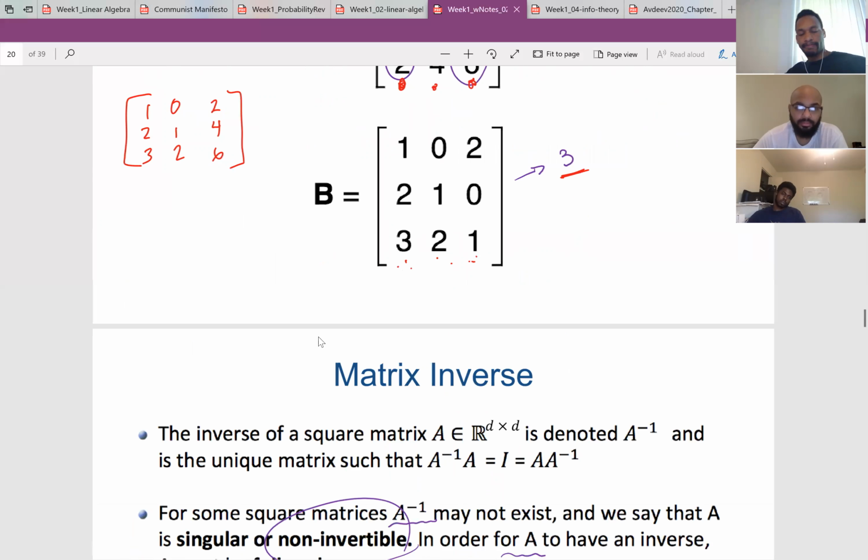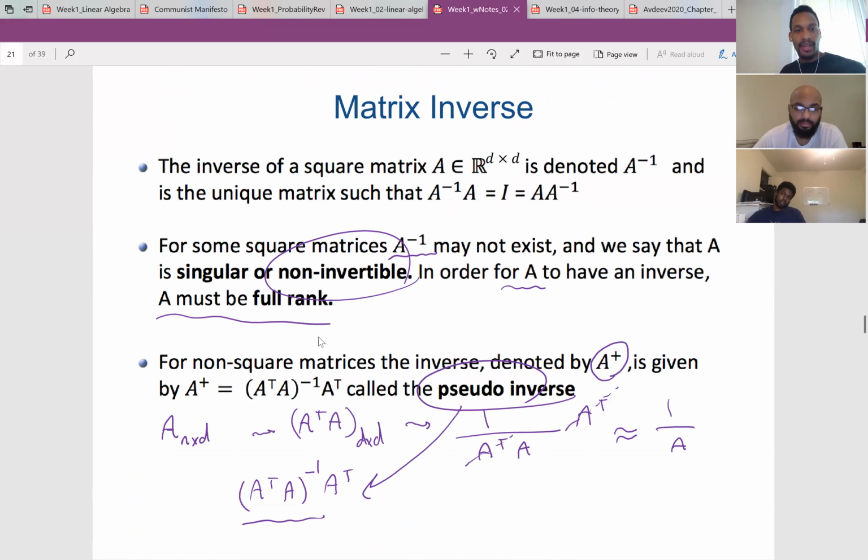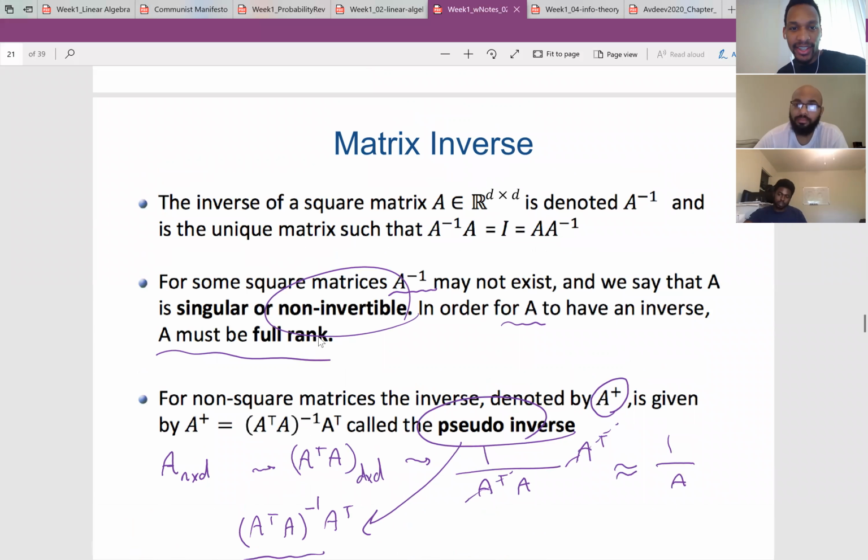Okay. That's taking a lot longer than I thought it would. Let's see. Okay, so we talked about this earlier. So the inverse of a square matrix is denoted A with a -1. And so it's the unique matrix such that A inverse times A is equal to the identity matrix, and same thing if you multiply the inverse on the right side.